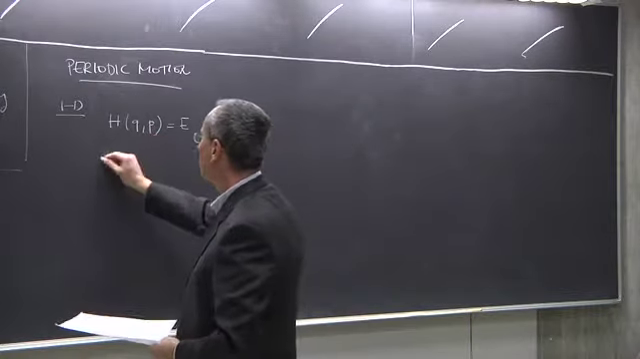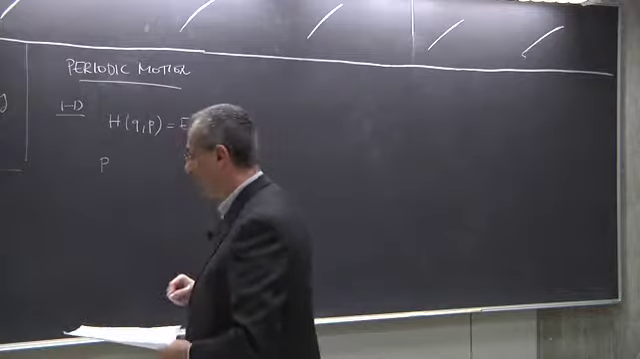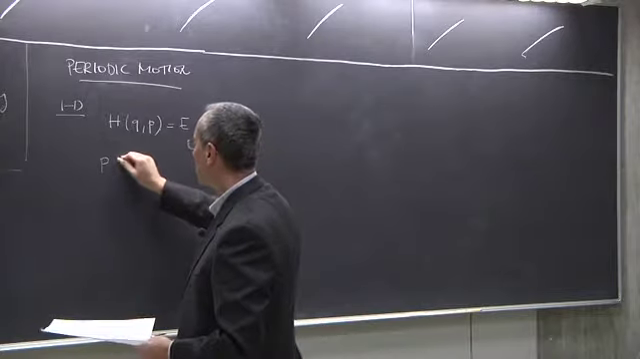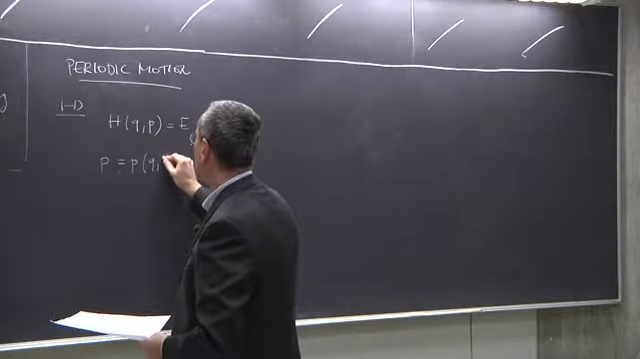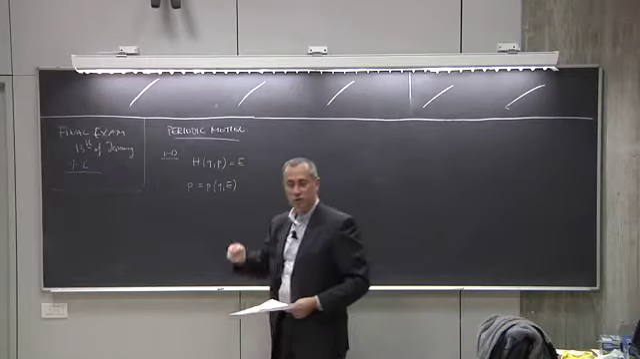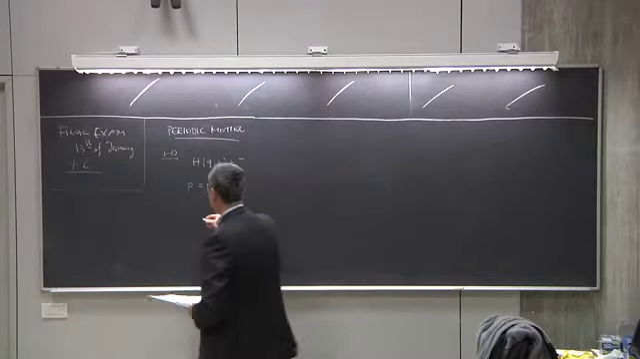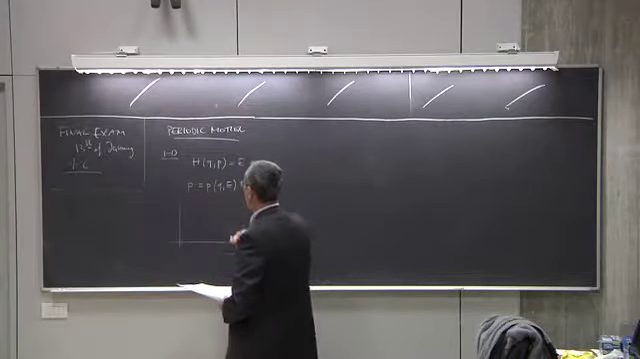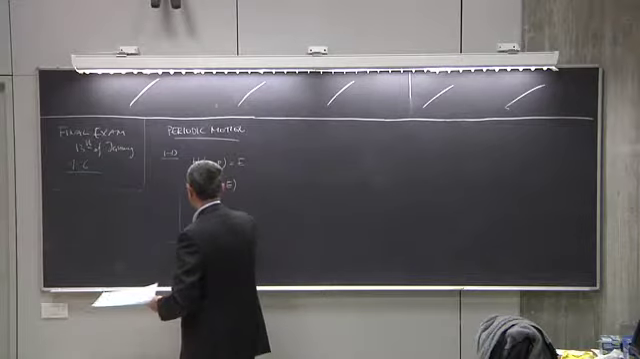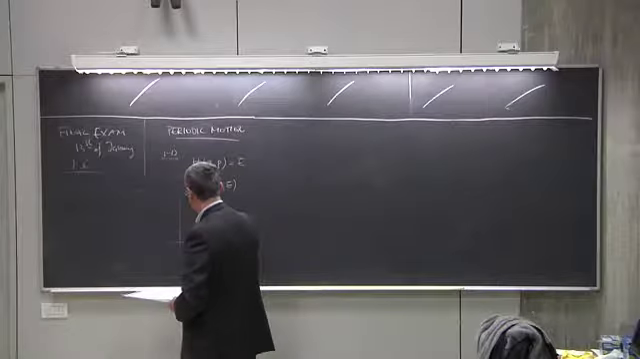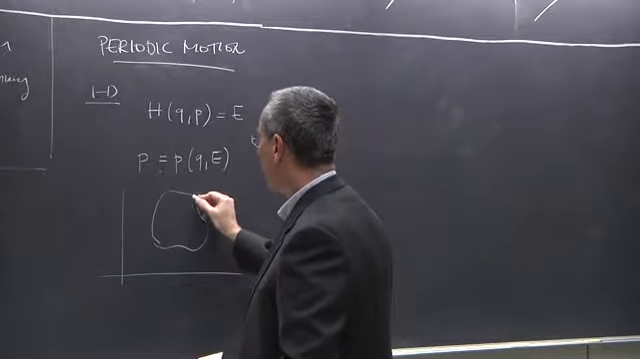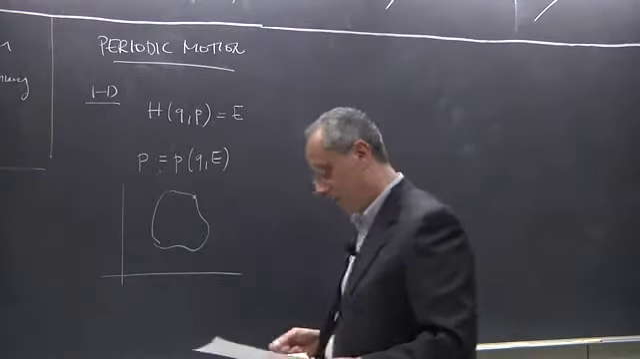You can solve this equation, and therefore you have P, your generalized momentum, as a function of the coordinate and this constant, the energy, that is going to depend on the initial conditions. So in phase space you can draw your system. This is one-dimensional, so it's very simple. By periodic motion, you have something like this: you start from somewhere, and then you come back, and then back, and then back.